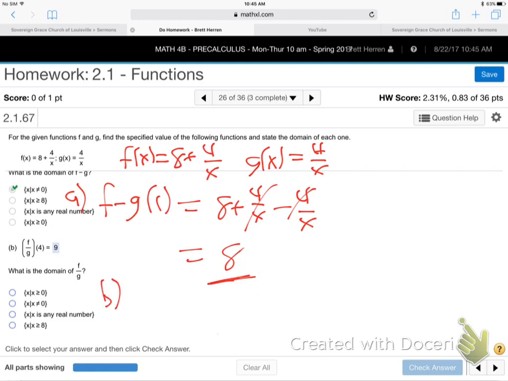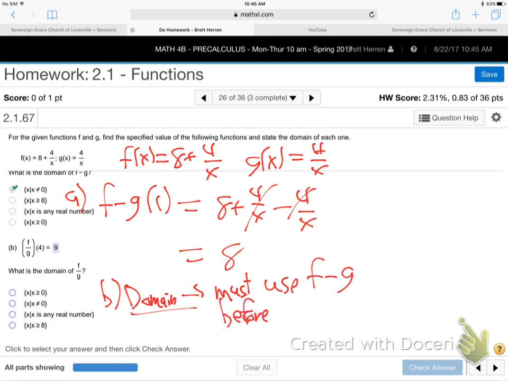Part B. They're saying find the domain. Now here's the trick. Here's the trick I wanted to show you. For domain, you must use f minus g before simplifying. So you must use f minus g before simplifying. What am I talking about?